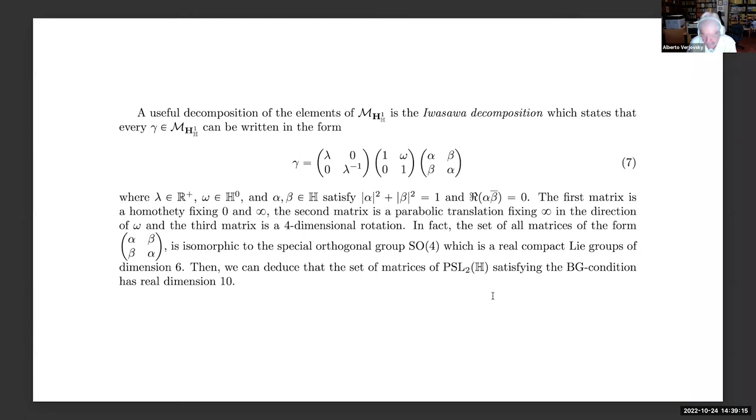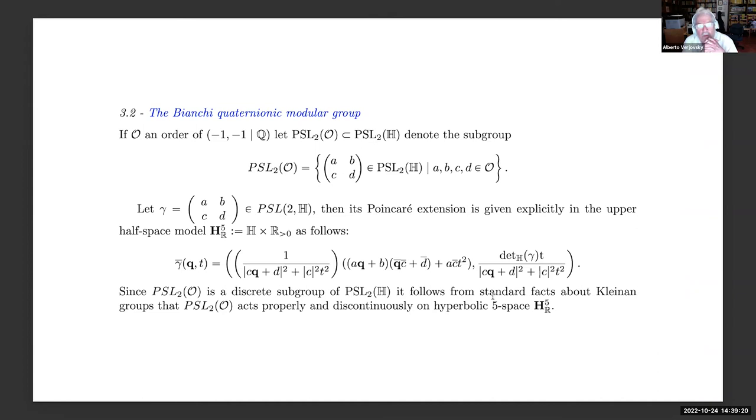Now, we try to generalize the Bianchi groups. Remember, if you take a pure imaginary quadratic field, for instance, the Picard group or the Eisenstein group, then you can take two by two complex matrices whose entries are integers in Q of square root of minus three. And the ring of integers are the Eisenstein integers, which form the canonical beautiful hexagonal lattice. And this, of course, doesn't act properly discontinuously on the sphere, but it extends in a natural way to hyperbolic space by the Poincaré extension theorem.